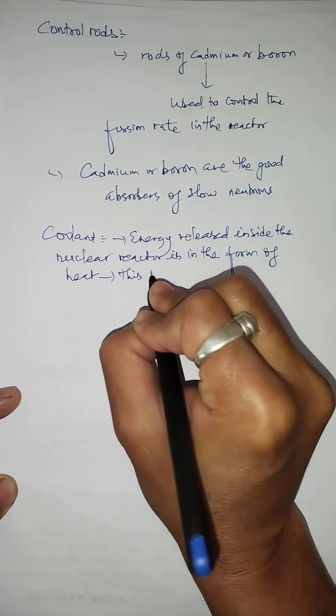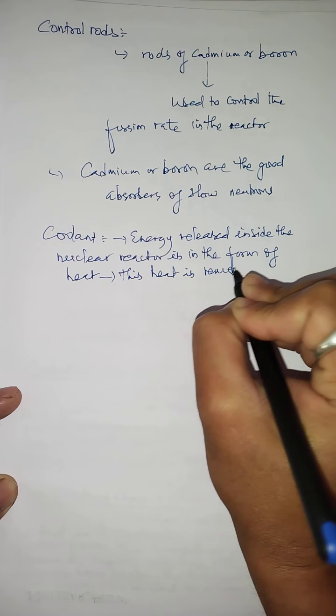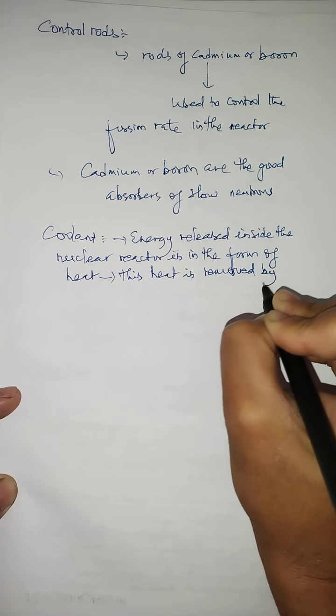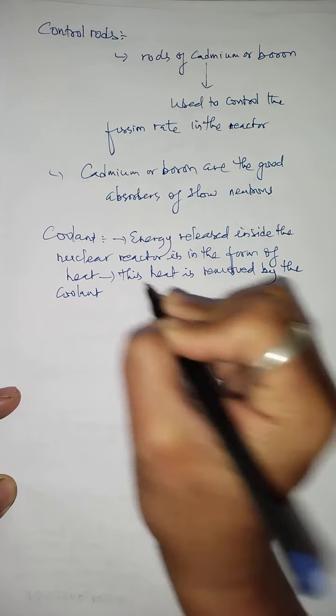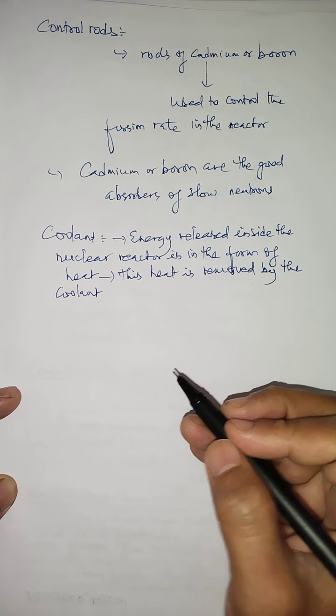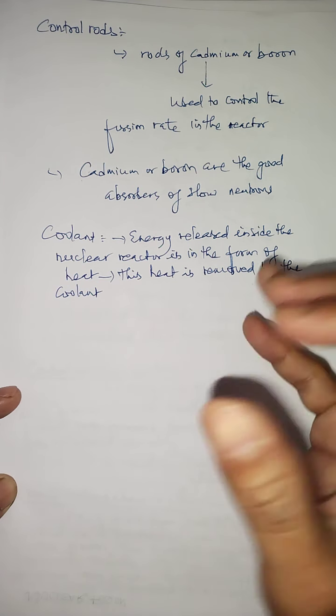This heat is removed by the coolant. So what is the main use of the coolant? It is a part of the nuclear reactor which removes the huge amount of heat that is generated inside the nuclear reactor.